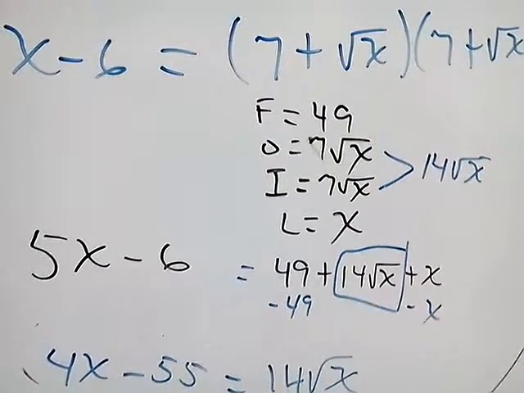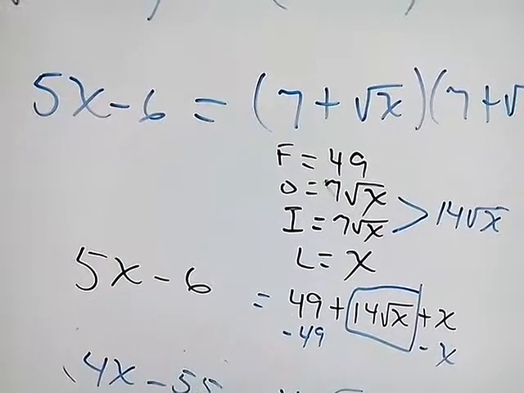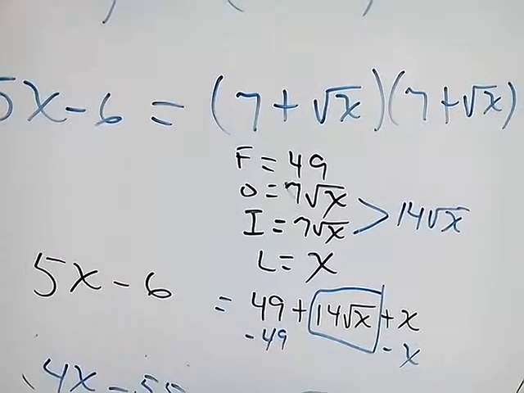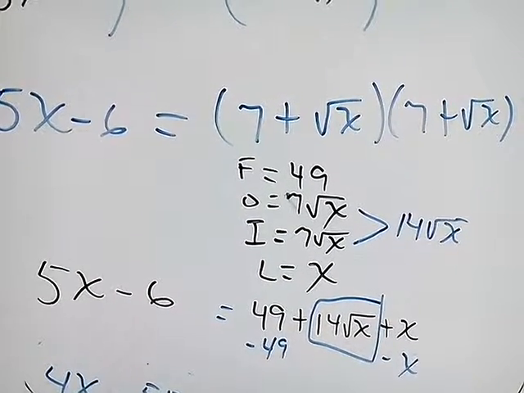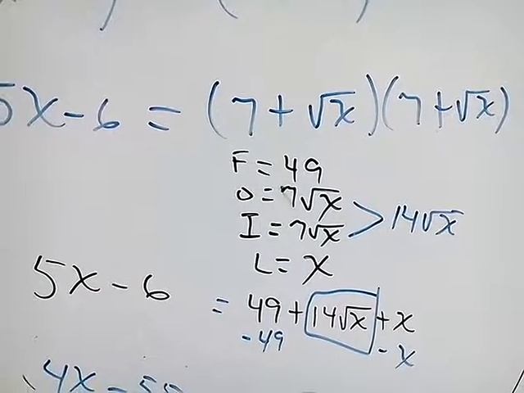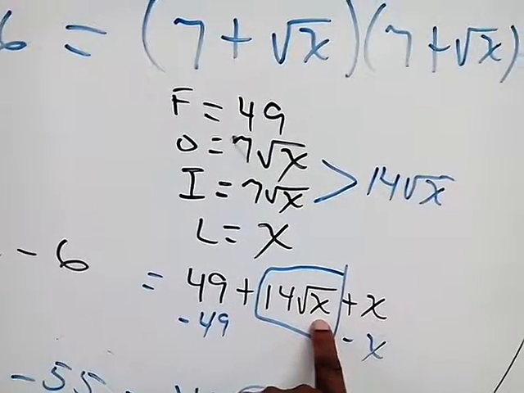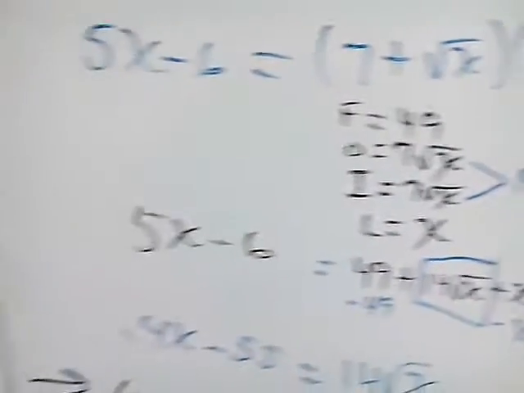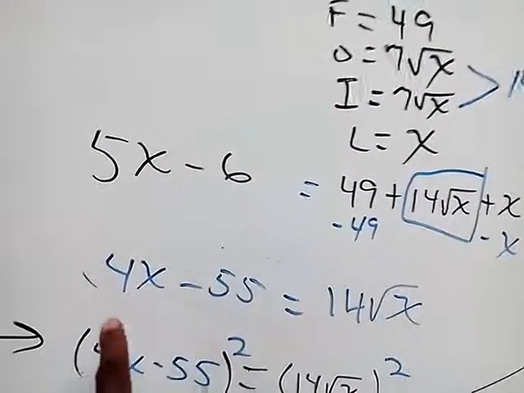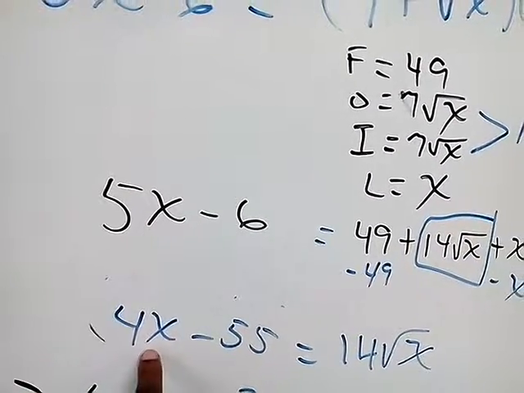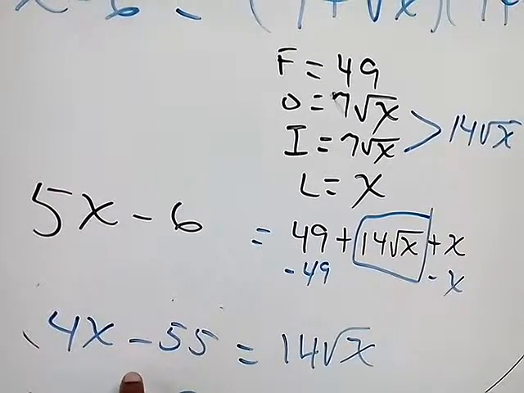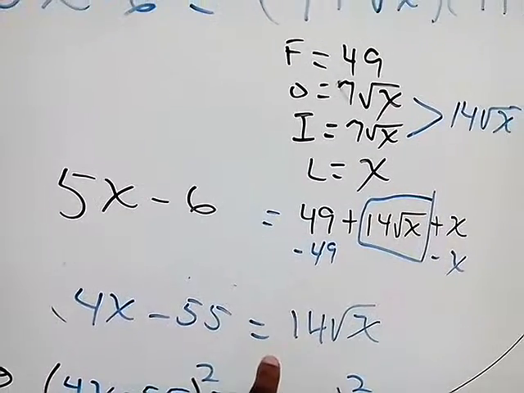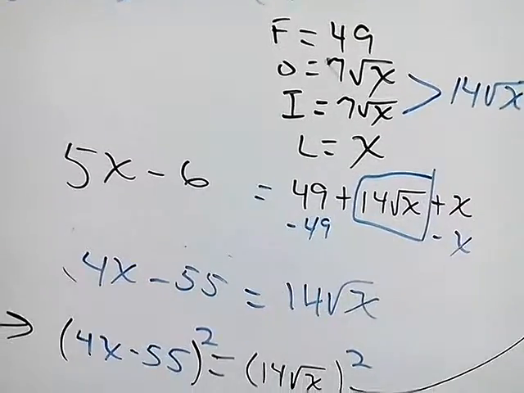And then we move to solve for x by looking at the radical that we have on the right side. We have 49 plus 14 square root of x plus x. So we want to get this by itself by subtracting the 49 on this side and also subtracting the x on both sides. So subtracting an x from 5x gives us the 4x, and then of course subtracting 49 from negative 6 gives us negative 55 is equal to 14 square root of x.